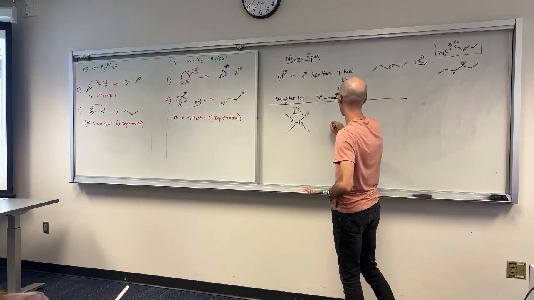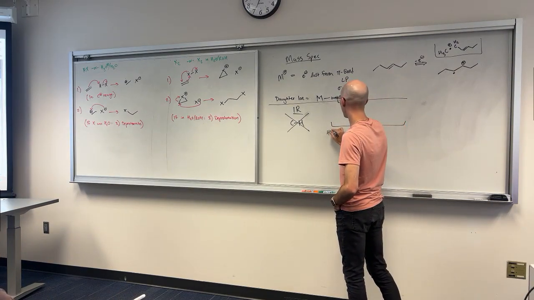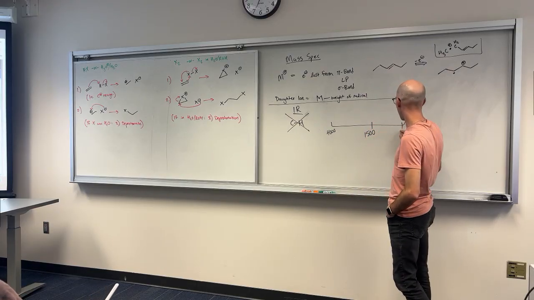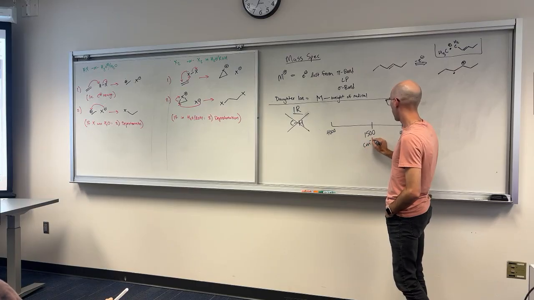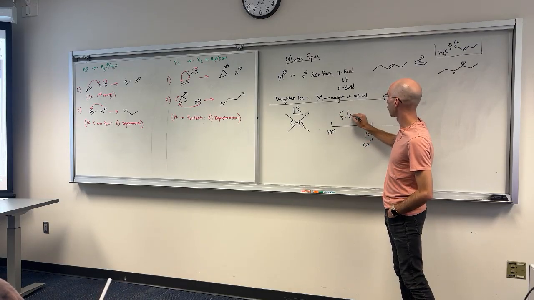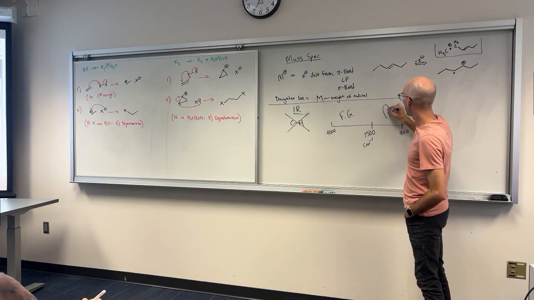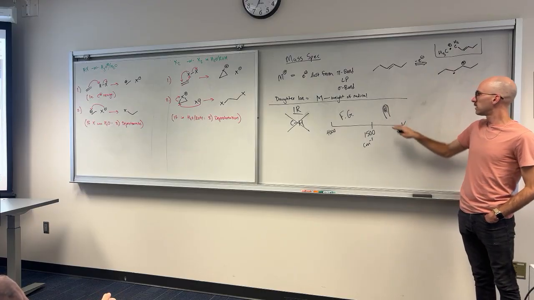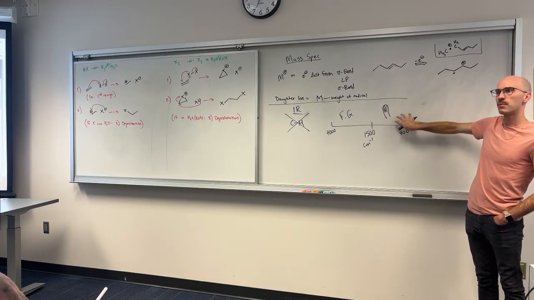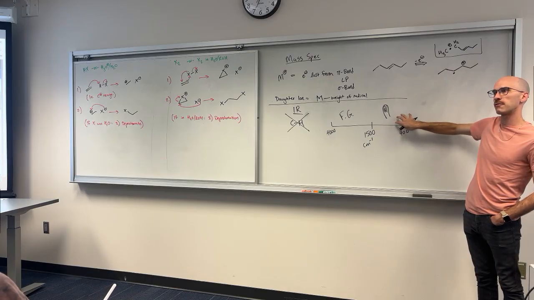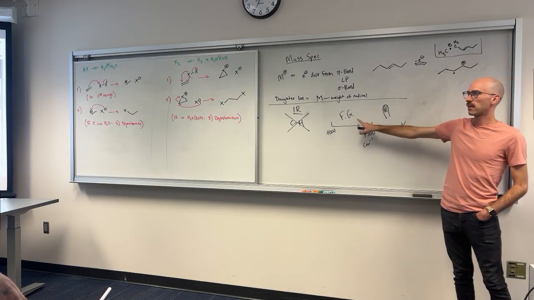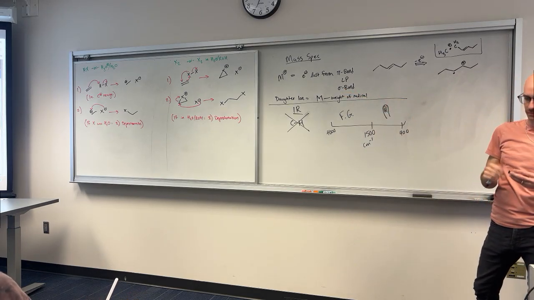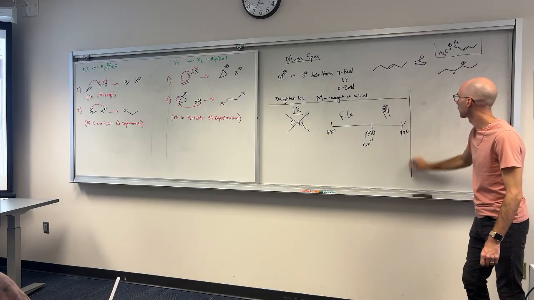But here's the most important thing. 4,000 to 1,500 wave numbers is the most important range. This is the functional group range. This is the fingerprint range. That's a fingerprint. This is unique to a compound, but it's challenging to get specific information out of it. This is what most of your correlation table looks at.